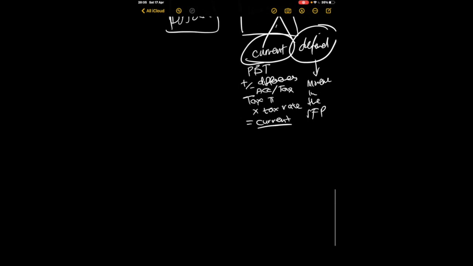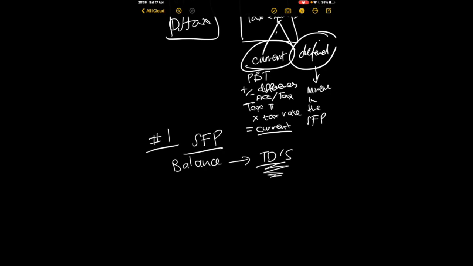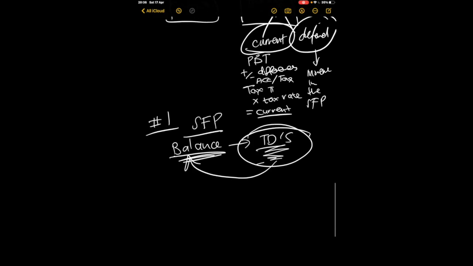So our first disclosure, disclosure number 1, is the statement of financial position disclosure. On the statement of financial position, we have a balance, and that balance is made up of temporary differences. So what we need to disclose is which temporary differences make up that balance. It's about taking all the temporary differences that make up the balance and just listing them with the related tax amount. So that's pretty straightforward.